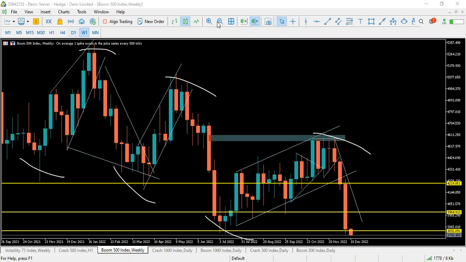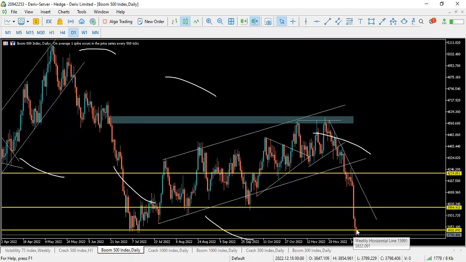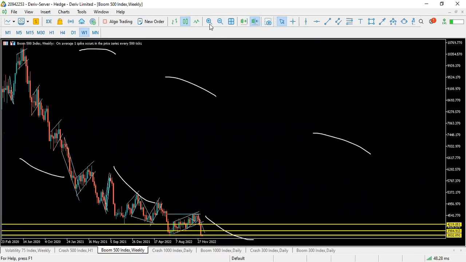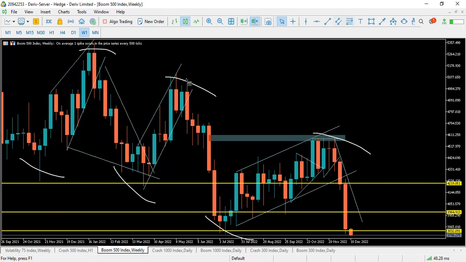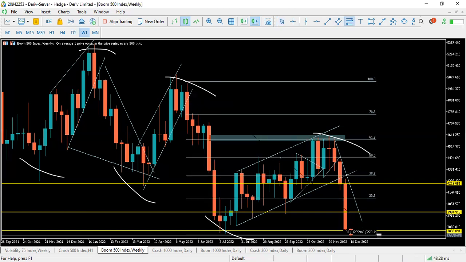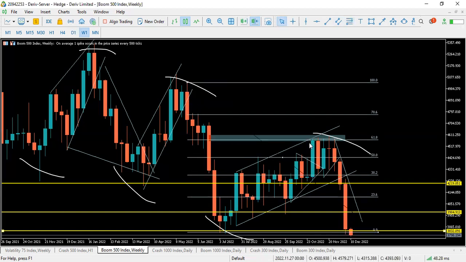Hence, if you go down to the daily, we have the support area that we marked. If it closes below, we will just want a pullback, either here. Once it gives us a retracement, we'll still be selling Boom. So how far can we go with that sell? Simply go from point A to point B, and that will be your risk.